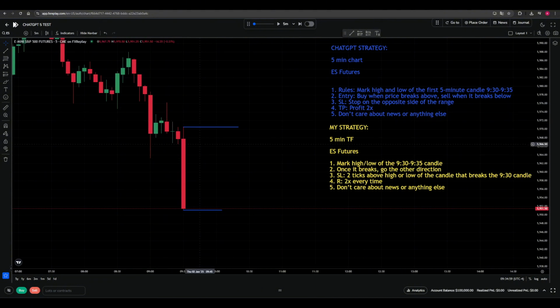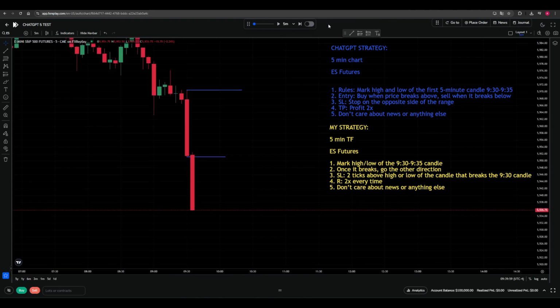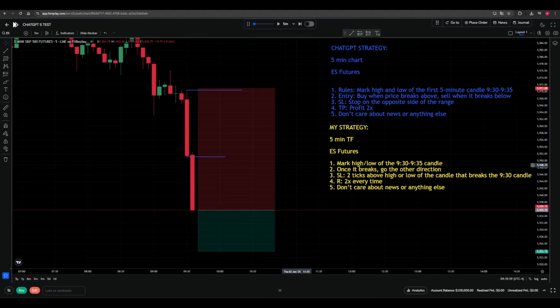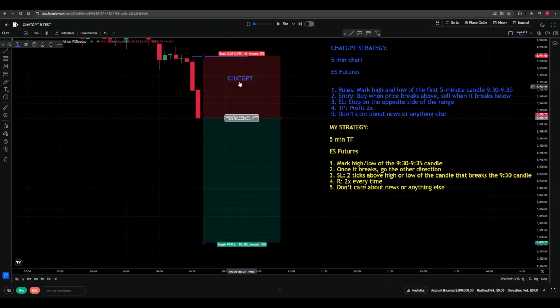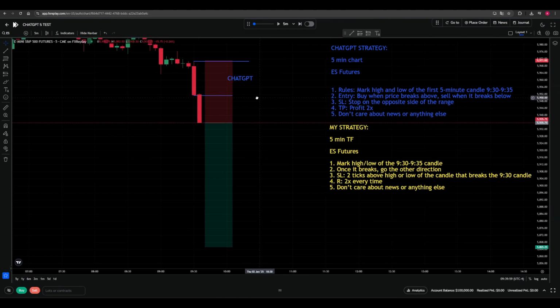This was the strategy I used the first day. Didn't get that good results. So here, with this strategy, I would be shorting like this. So this is the ChatGPT trade, and my strategy was basically the opposite in some way. So let me explain that now.